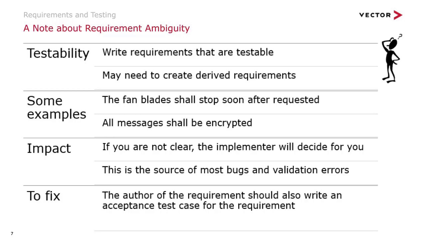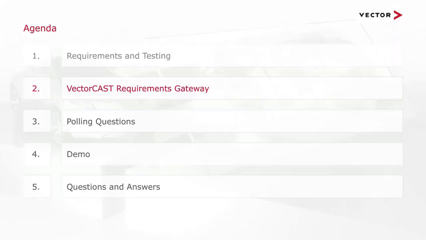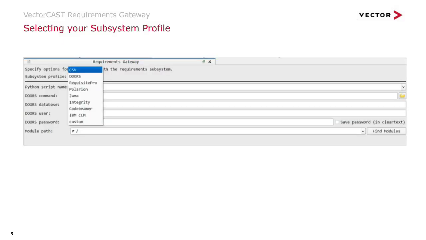So we'll move on to how VectorCAST helps with these requirements and bringing them into the testing environment and the test automation process. Within VectorCAST, we have something called the Requirements Gateway, and that is the portal, if you will, that allows us to bring requirements into the test automation system, into VectorCAST, and have those requirements be associated with the test cases that we have in the test environments.